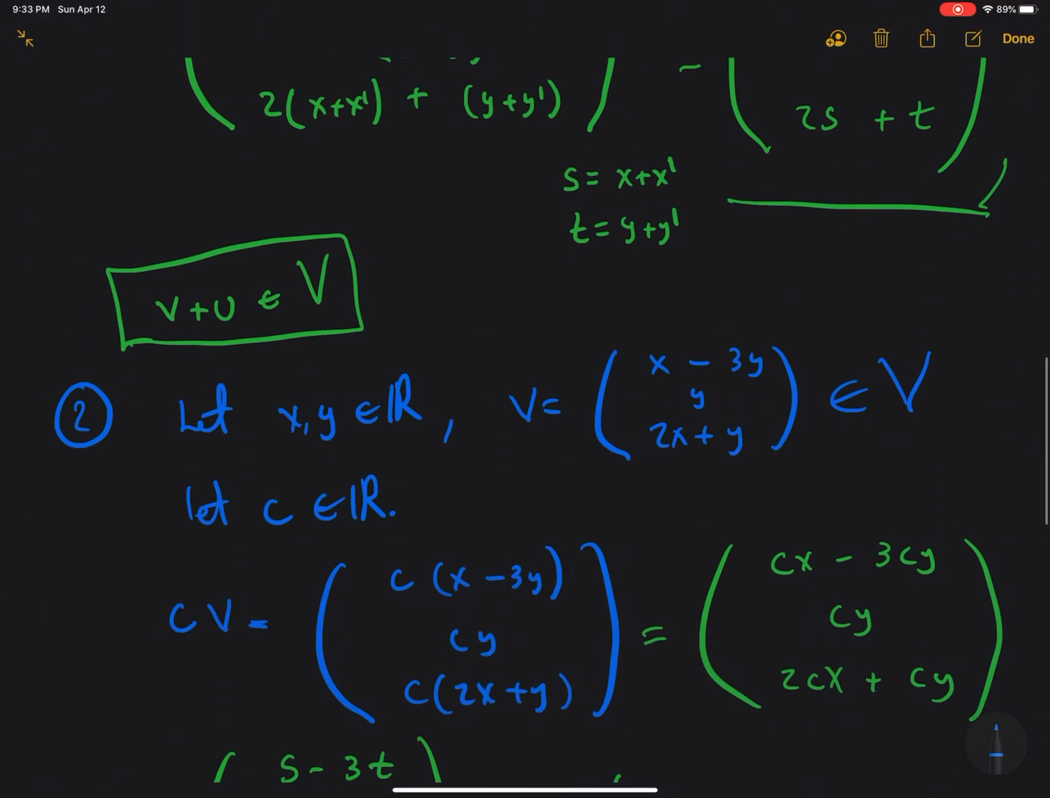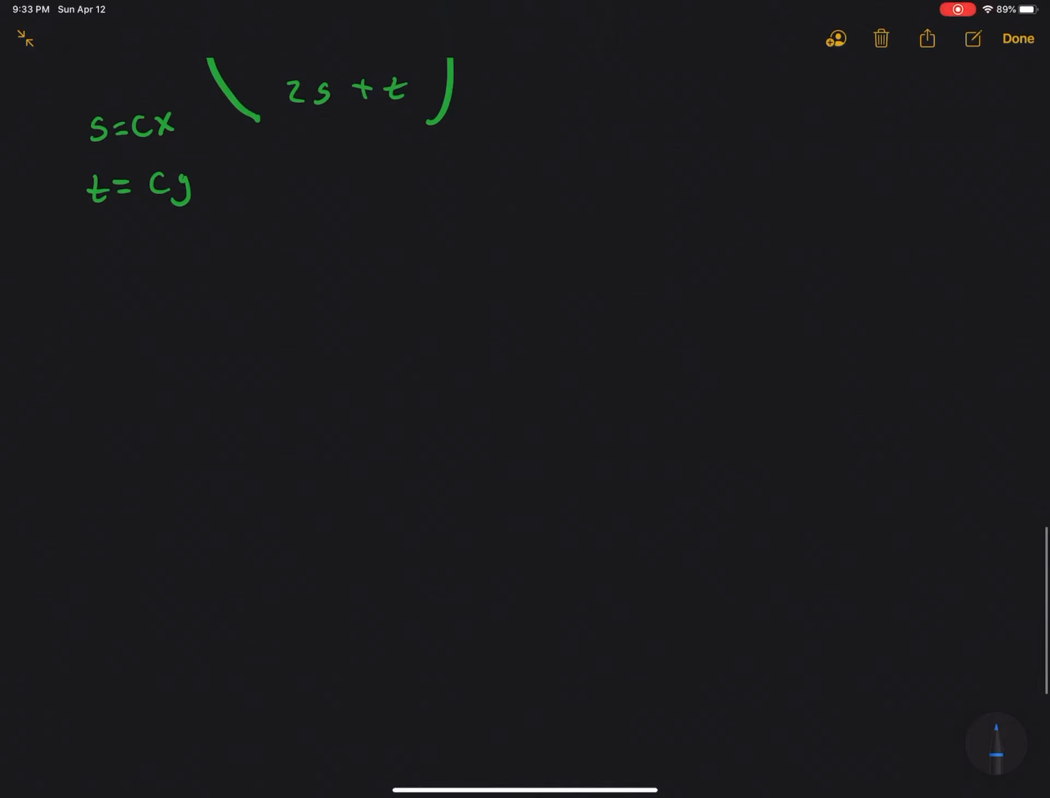This means that V is a vector space. Hence, we have that V is a vector space. Remember that V is a set. This is a collection of vectors, and all those vectors form what we call a vector space.